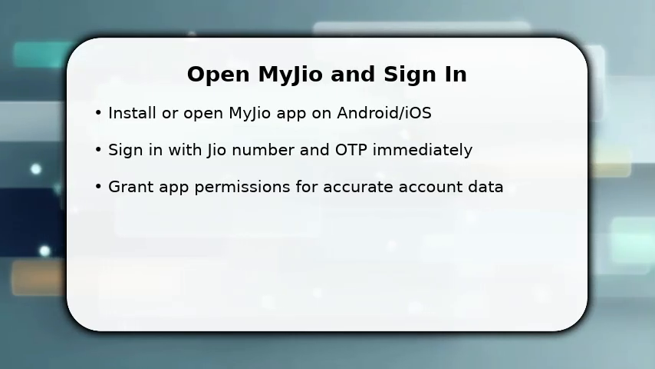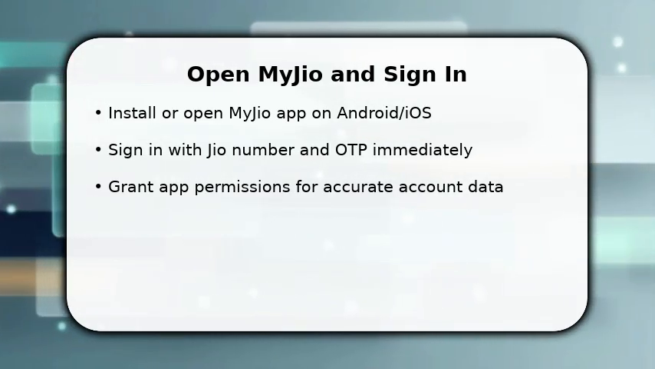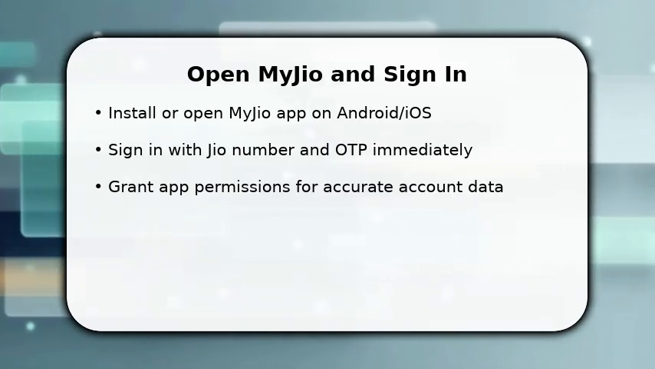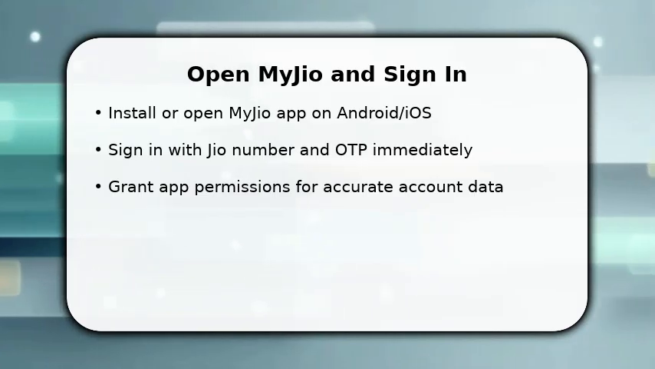Enjoy the video. You start by opening the My Jio app and signing in with your Jio number. Enter the OTP when prompted. Once done, make sure the app has permissions to read network and usage data so numbers sync correctly.